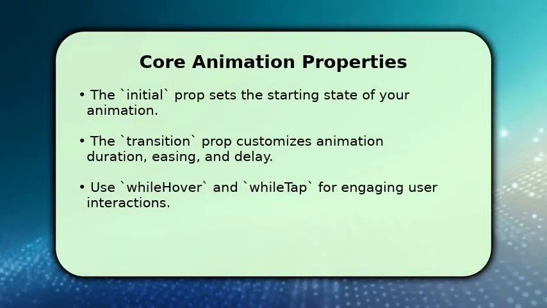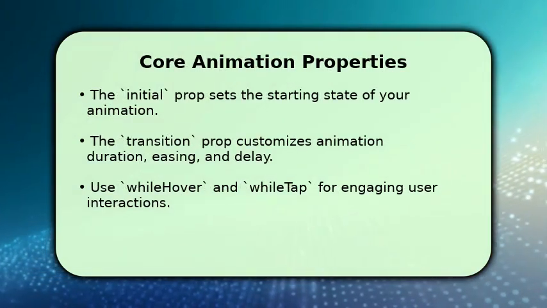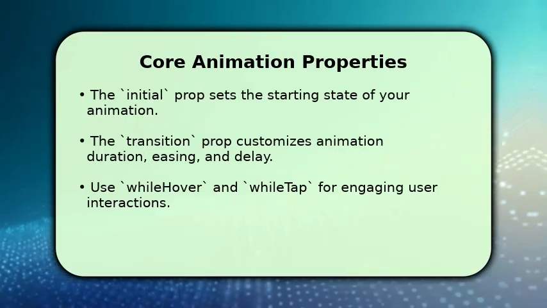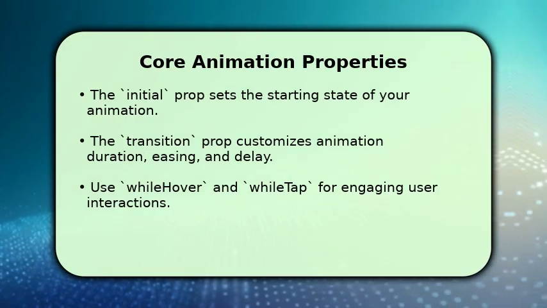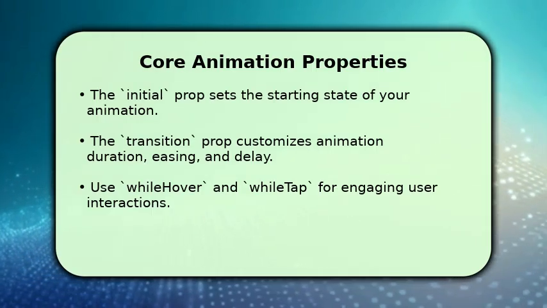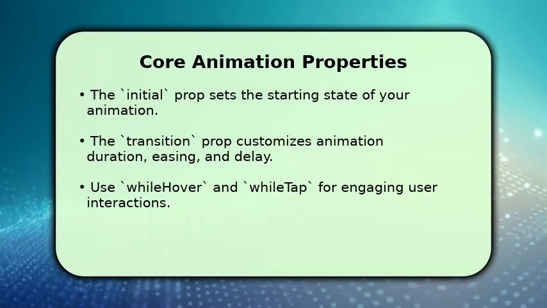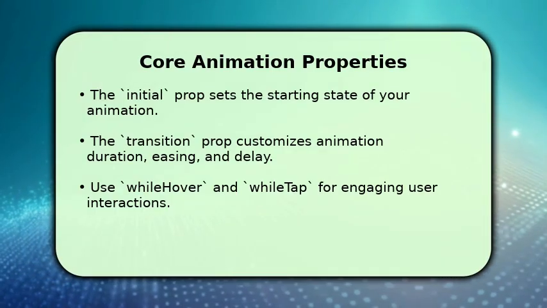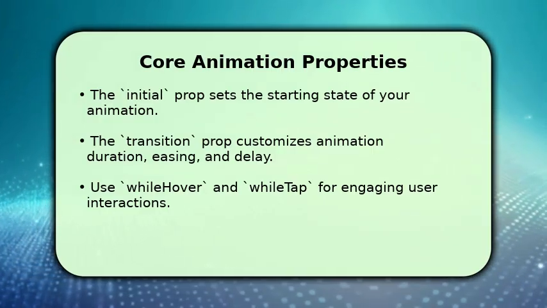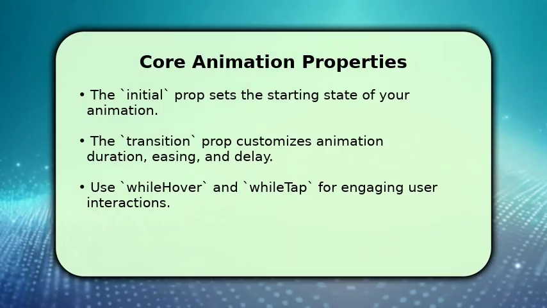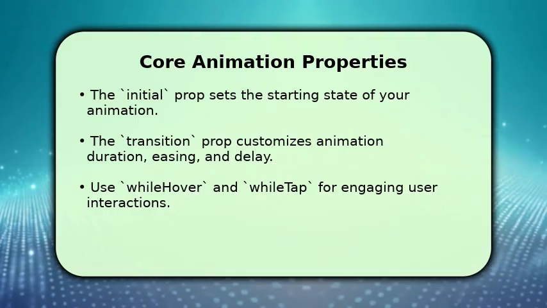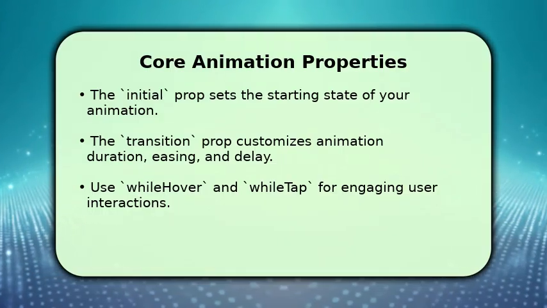Framer Motion offers several core properties to control your animations. The initial prop defines the element state before any animation begins. The transition prop allows fine-tuning of animation parameters, such as setting a duration of 1 second or a delay of 500 milliseconds. For interactive elements, whileHover and whileTap provide immediate visual feedback. Furthermore, the variants prop is excellent for orchestrating multiple animations and managing complex states efficiently.